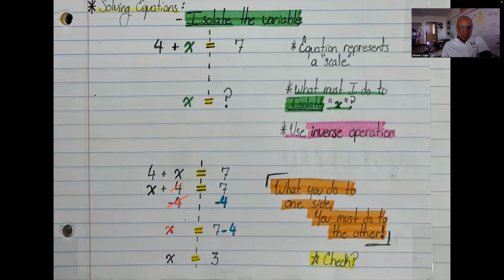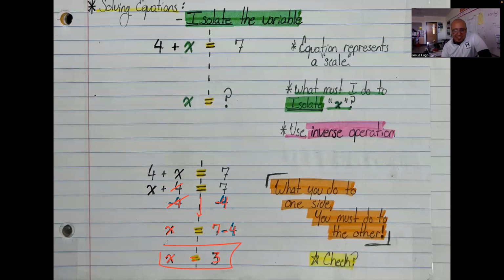X is now isolated. However, whatever I do to one side, I must do to the other. So notice that the equal sign just comes straight down, and I just wrote a minus 4 on this side. So now I can actually work that out. I need to work out 7 minus 4. 7 minus 4 is 3. So ladies and gentlemen, x has to equal 3.